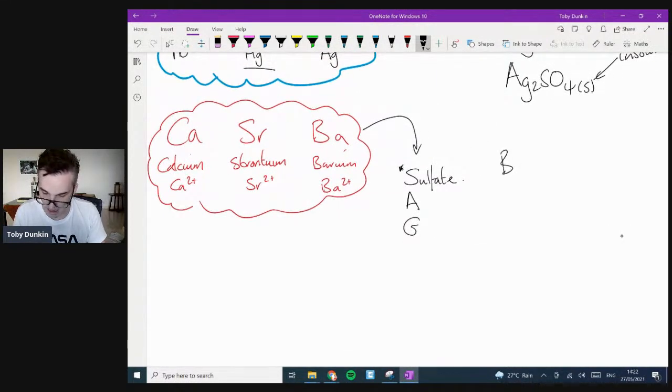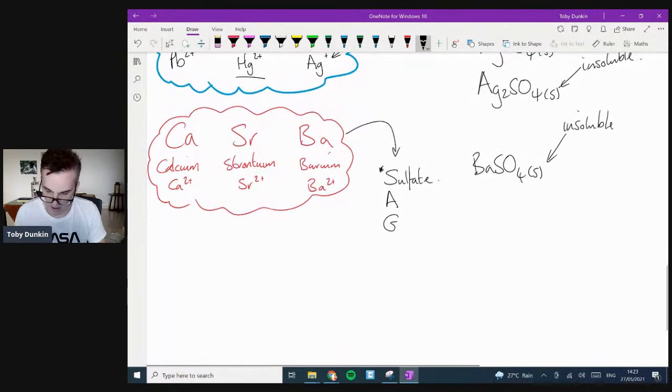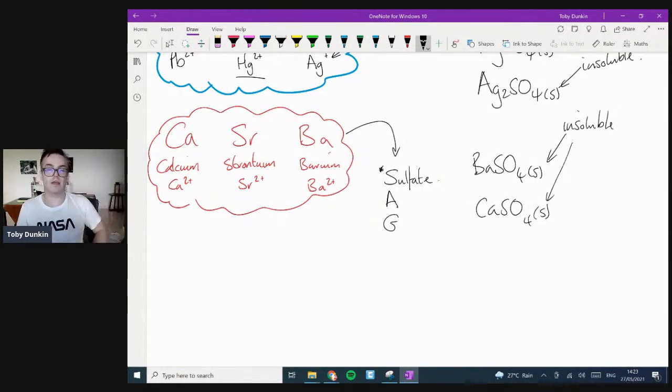So the example is barium sulfate, an insoluble solid. We can go calcium sulfate, an insoluble solid. All of the group 2 sulfates. This also ties in to the carbonates.